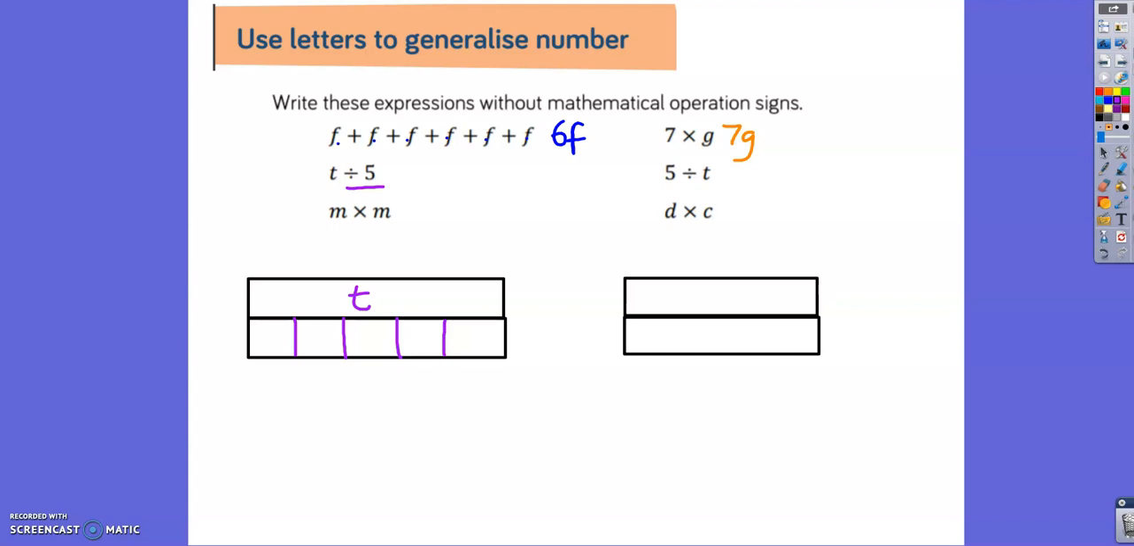However, we don't write the division sign. So when we're looking at t divided by 5, t would be our numerator, and because we're dividing it into 5 groups, 5 would be our denominator because we're sharing it into 5 equal parts. So those 5 equal parts would become my denominator. So t divided by 5 would be t over 5 because I'm dividing that whole by 5.